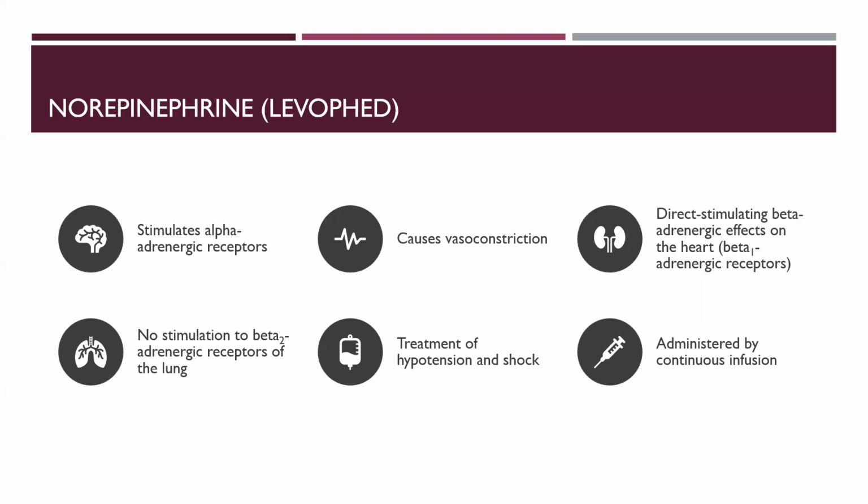So with this, they stimulate the alpha, but no stimulation of the beta-2 adrenergic receptors of the lung. So this one would be safe for a patient that has asthma. It causes vasoconstriction, usually a treatment of hypotension and shock. Once again, this is administered by continuous infusion. So in emergency situations, we can give this one through a peripheral line, but honestly, you want to get that central line as soon as possible.